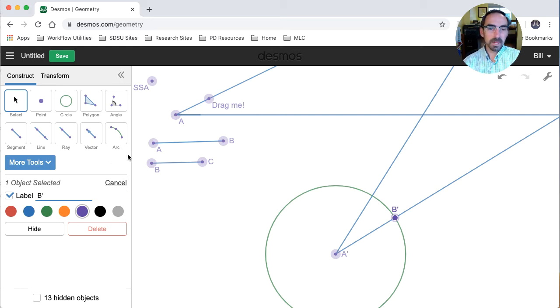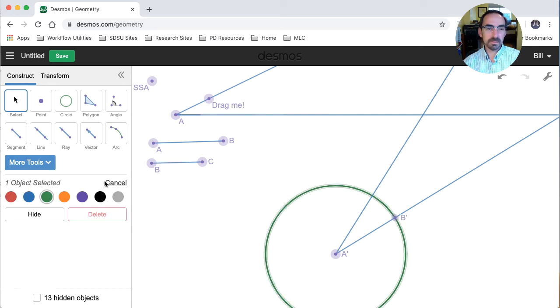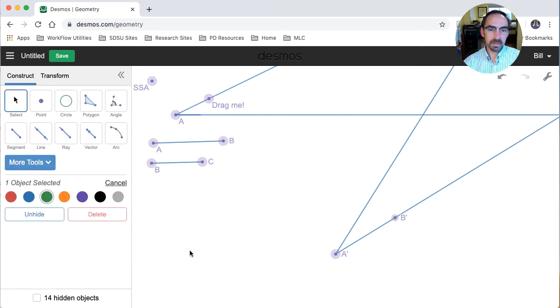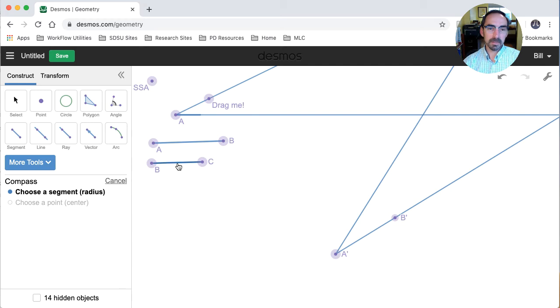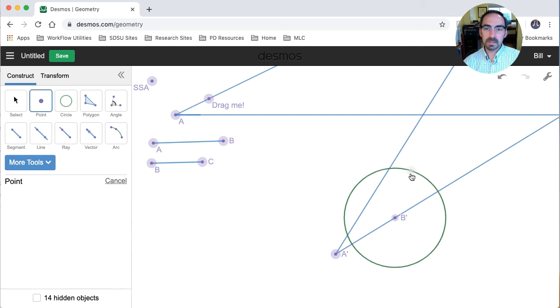And now we're at the most exciting part of this construction, which is we get to look for where is point C prime. So we're going to take the length from B to C and translate that right here, using B as the center of the circle. So again, grab that compass, grab that radius, go to point B, we drop that circle, and now we know that point C is somewhere along this circle.